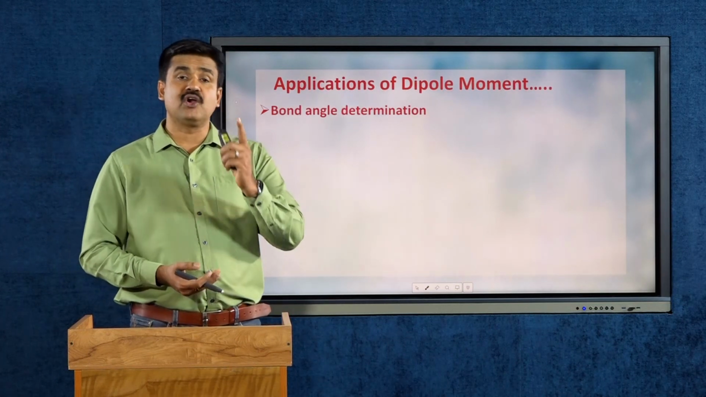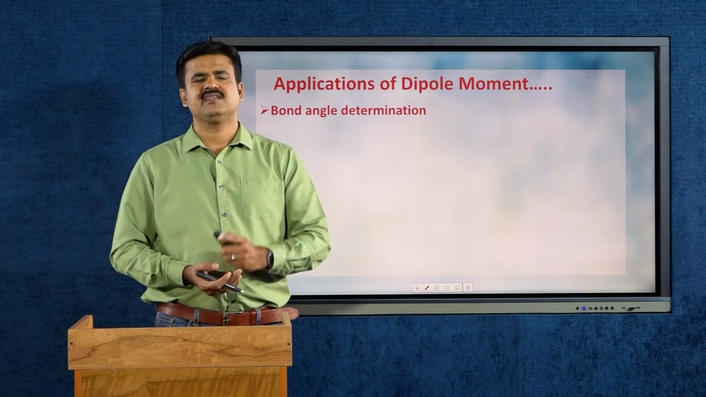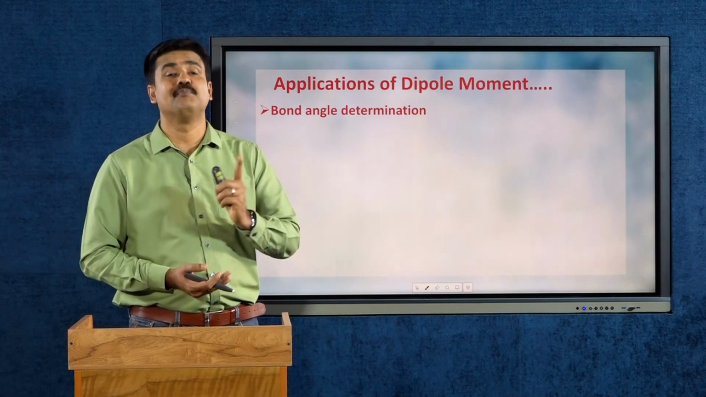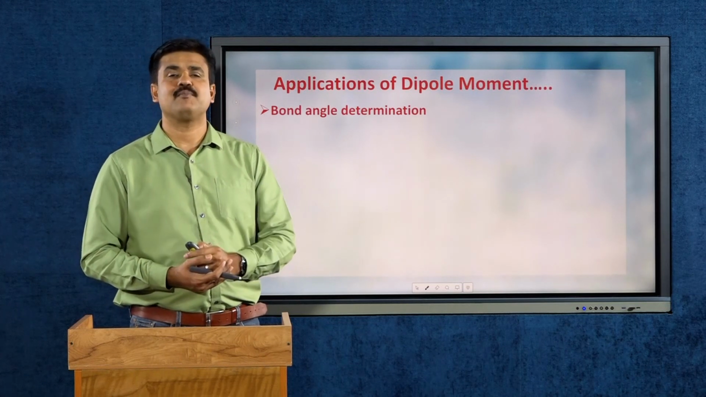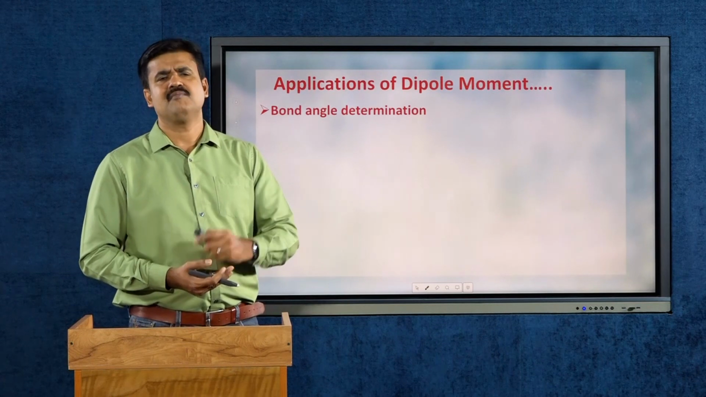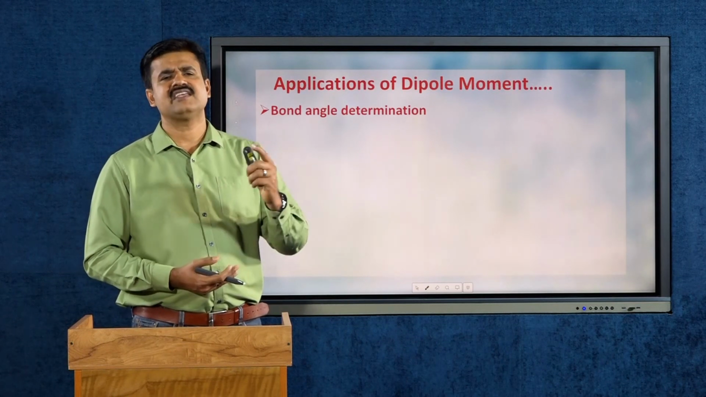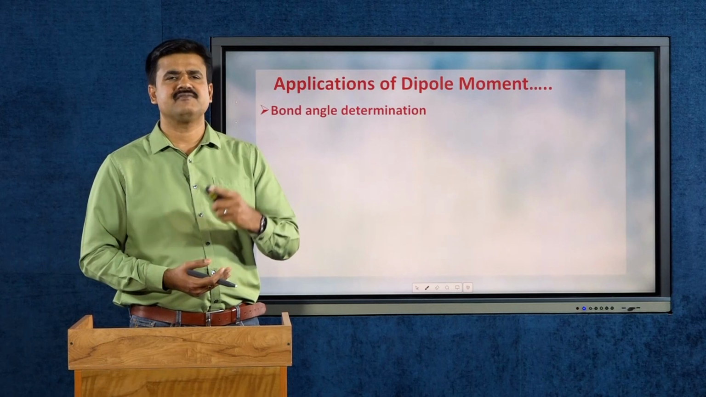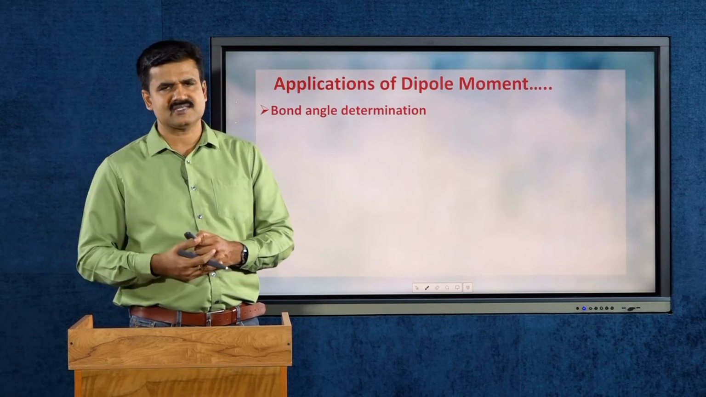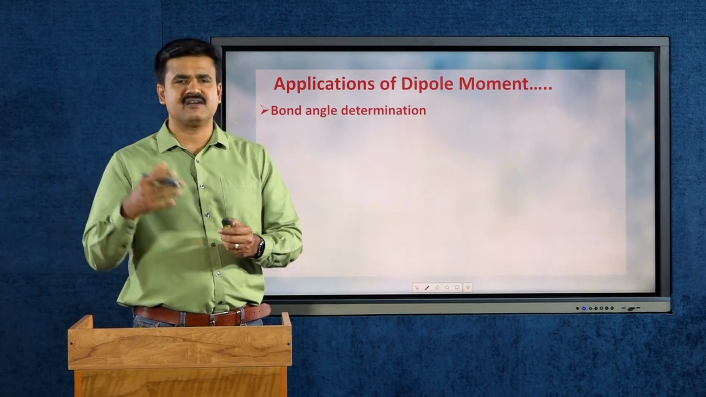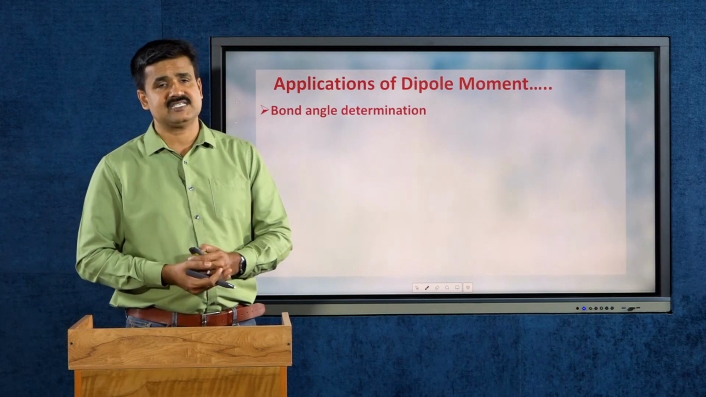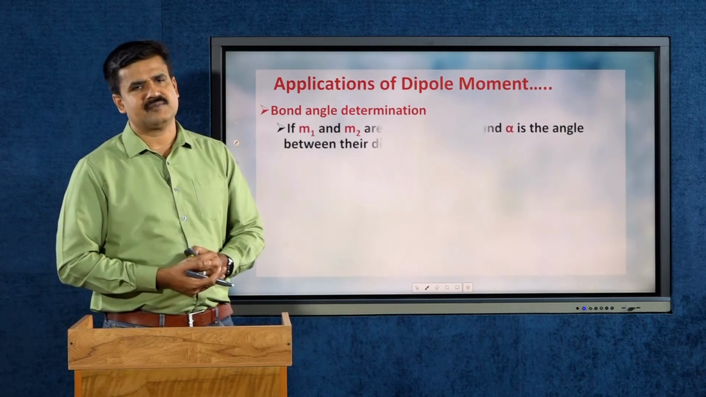Now, bond angle determination. It is possible to determine the bond angle between two bonds with the help of dipole moment measurements. It is not possible in all kinds of molecules, but there are special examples. We can exemplify this concept with several examples, especially we will discuss that concept in coming modules. Now, we are discussing it for the sake of convenience and for the sake of discussing applications of the dipole moment measurements. So, bond angle determination.